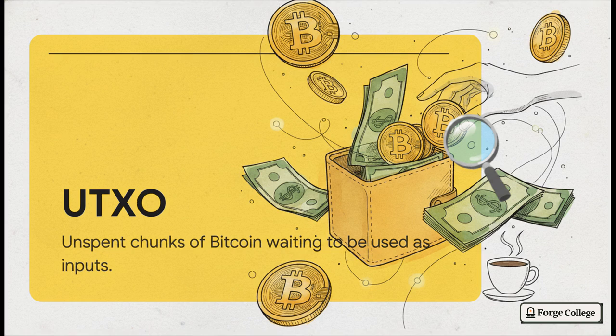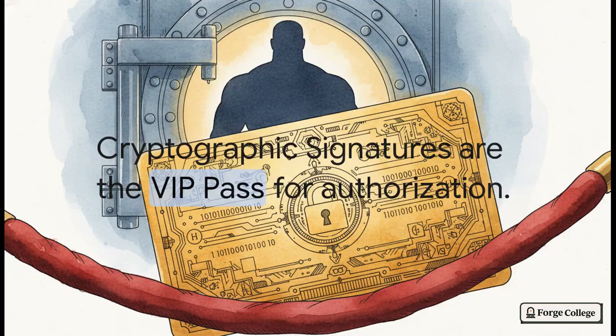The very first thing your wallet has to do is gather the raw ingredients. In this system, we call these UTXOs, which stands for unspent transaction outputs. Simply put, these are the unspent chunks of Bitcoin just sitting in your wallet waiting to be used as inputs. When you want to send a payment, your wallet selects these specific chunks to build a new transaction. It's literally exactly like reaching into your pocket and finding the right combination of dollar bills and quarters to pay for coffee. But here is the catch.